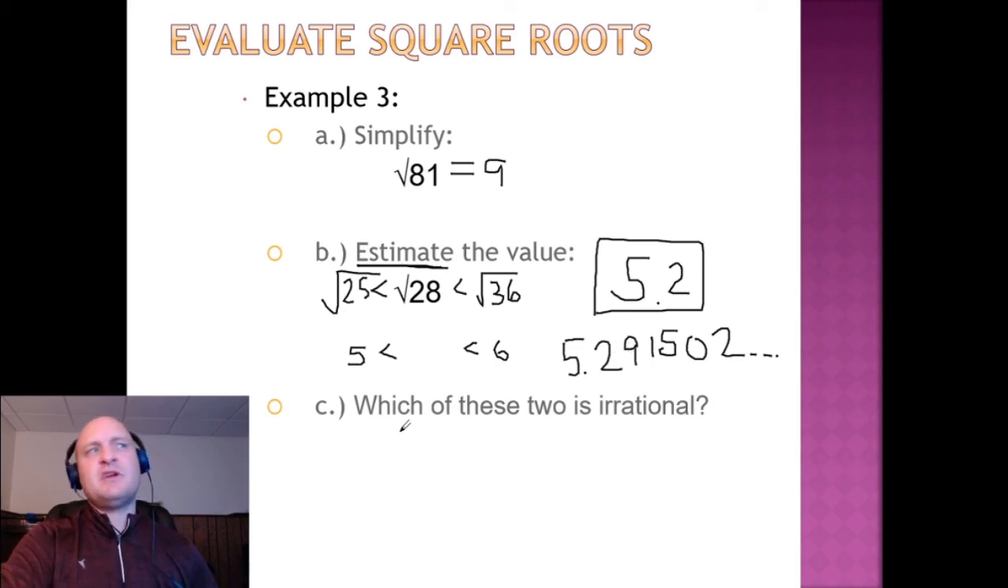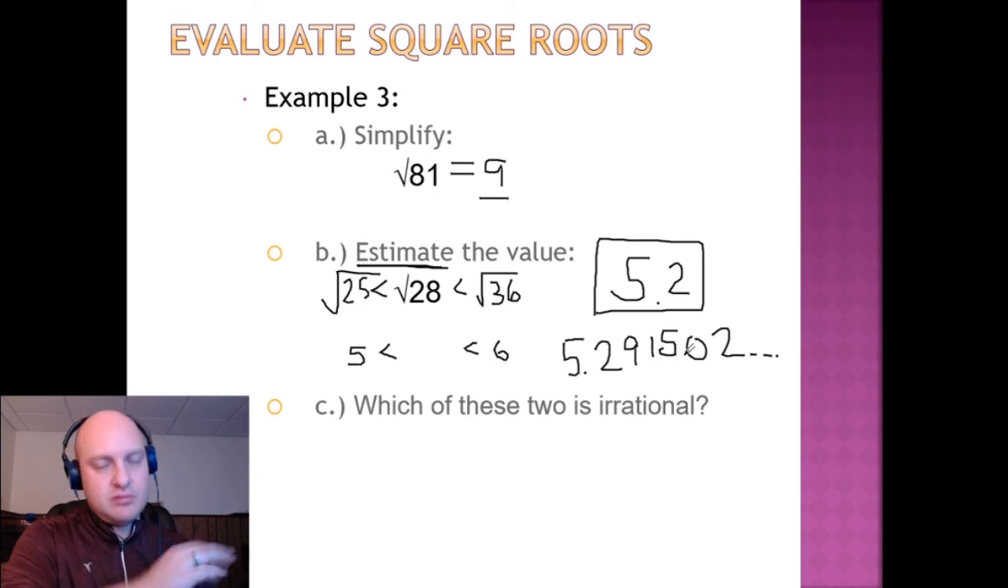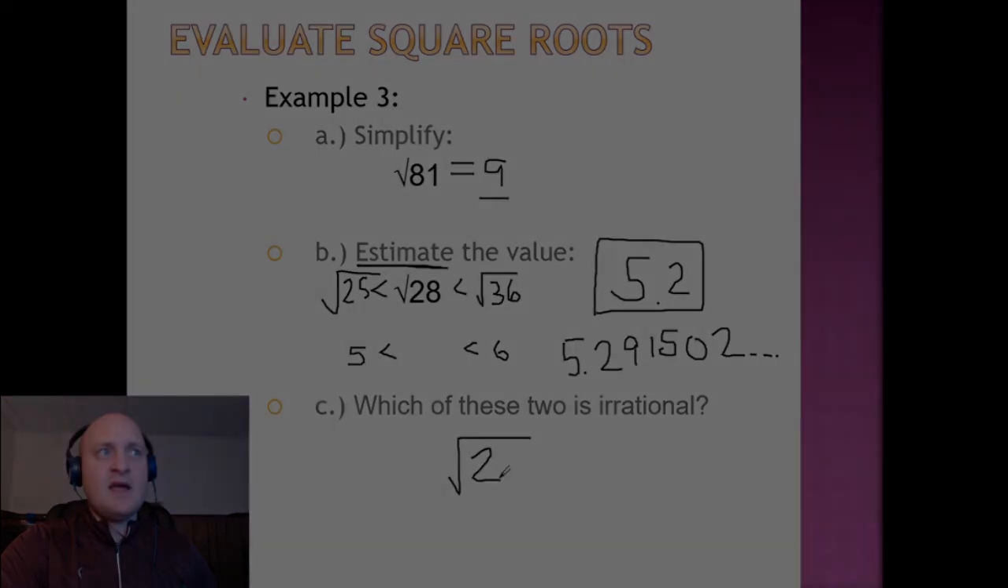For part C, it asks which of these two is irrational. Now, notice one of these numbers was easily square rooted. That makes it rational, and it doesn't have a decimal on it. But letter B, 5.291502, not only does that number have a decimal on it, but it's not a pattern and it doesn't end. The irrational number between these two is the square root of 28.